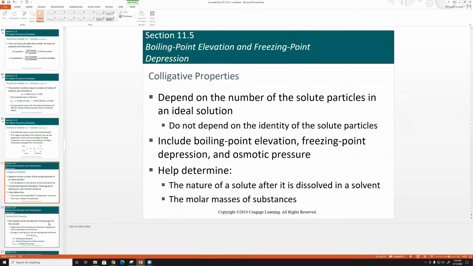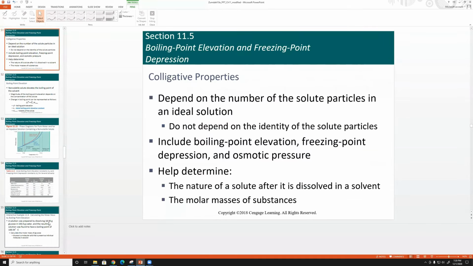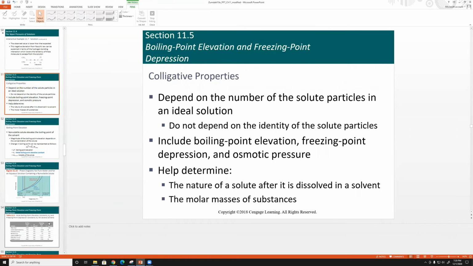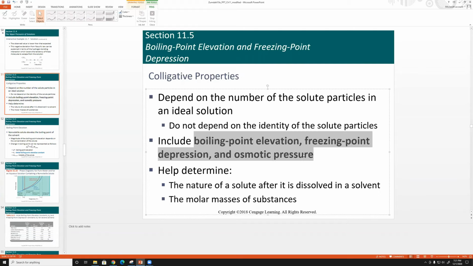Now the next thing, and one of the last things, well, not the last thing, we still have half the chapter left, but we have colligative properties. So this is not too bad, pretty easy. There are a few of them. Here are the three that we're going to learn about: boiling point elevation, freezing point depression, and osmotic pressure.